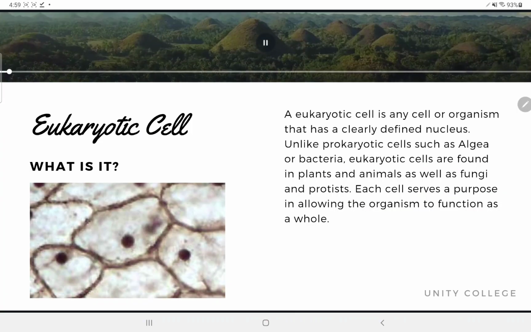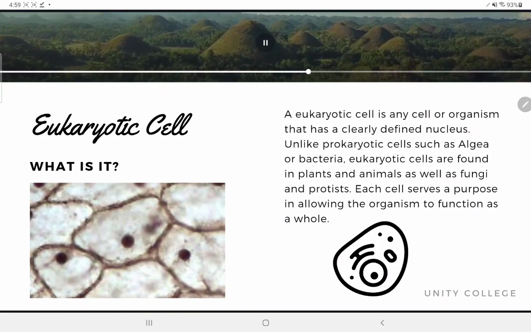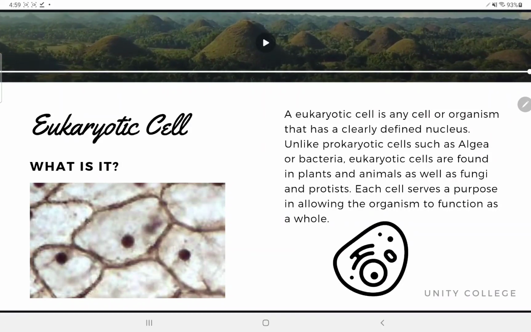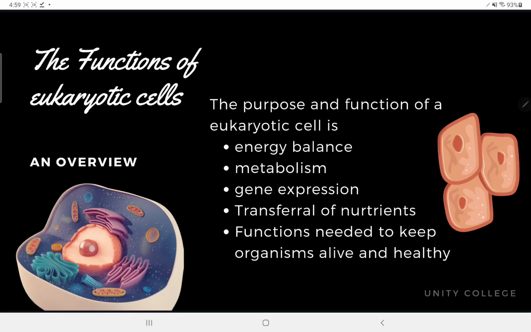Alright, jumping into it. Eukaryotic cell. So what is a eukaryotic cell? A eukaryotic cell is any cell or organism that has a clearly defined nucleus. Unlike prokaryotic cells such as algae or bacteria, eukaryotic cells are found in plants and animals as well as fungi and protists. Each cell serves a purpose in allowing the organism to function as a whole.